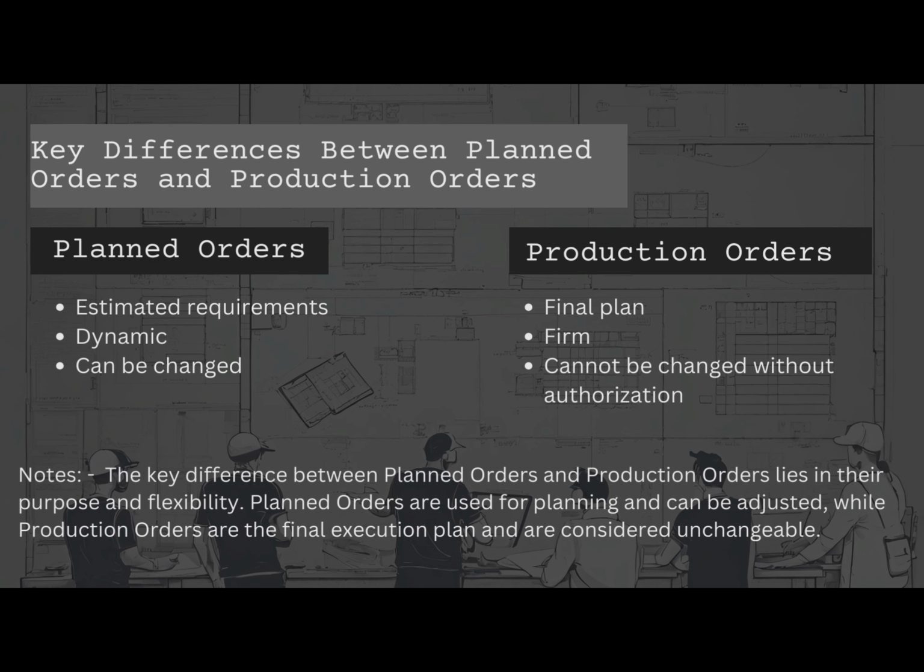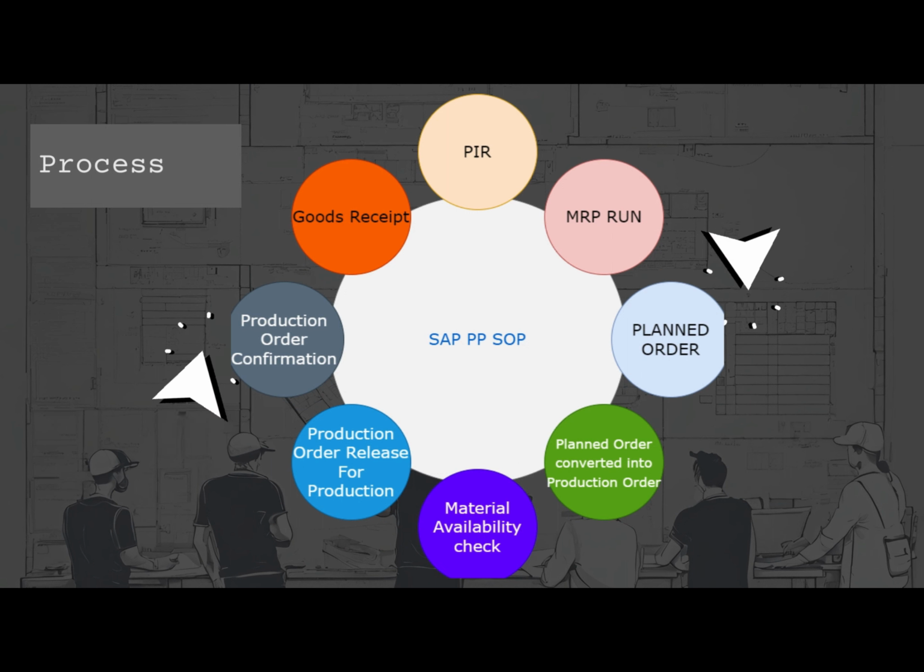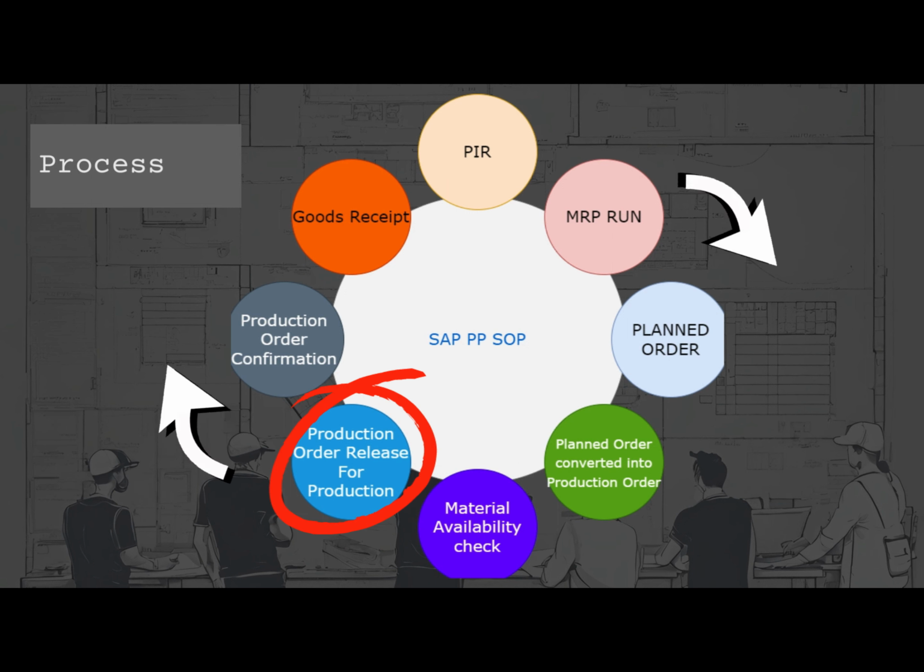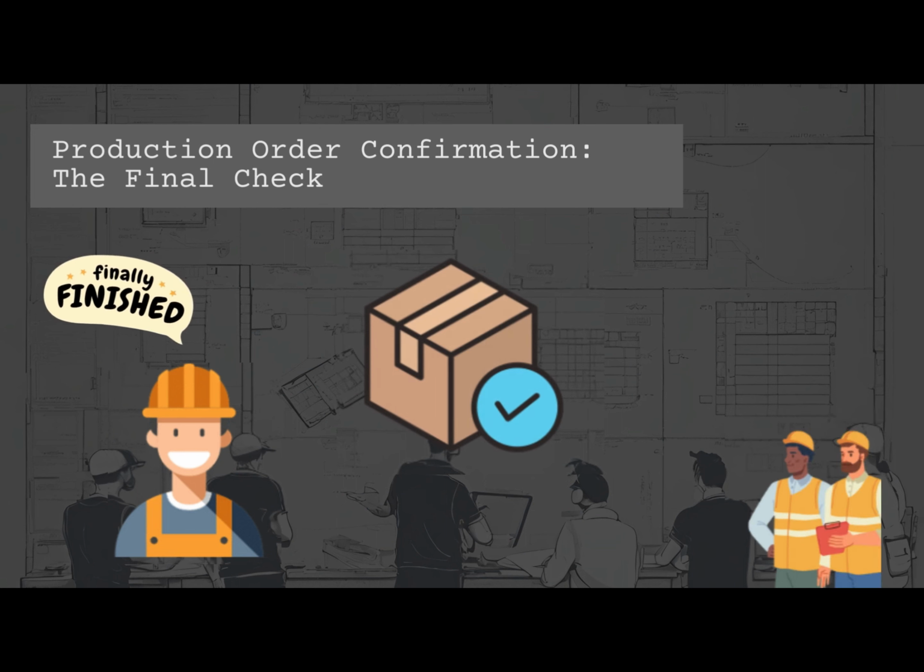They specify exactly what we need to produce and how much, and include details about the bill of material and routing operations performed at the work center. After the creation, the production order is released for execution, and material availability checks can be carried out to determine if there are any missing components.